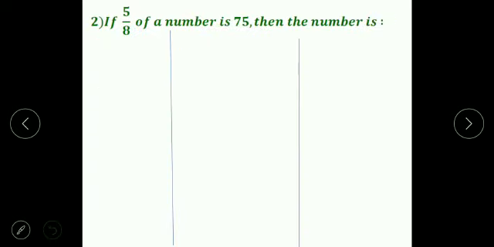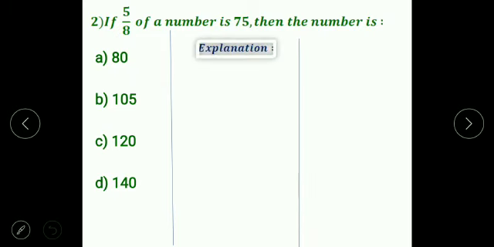So now let's solve the next example. If 5 divided by 8 of a number is 75, then the number is: first option is 80, second option is 105, third option is 120, fourth option is 140. So let's find the answer of this question.